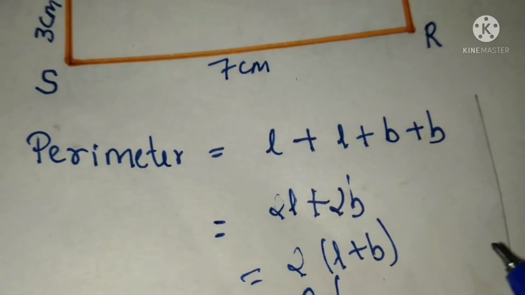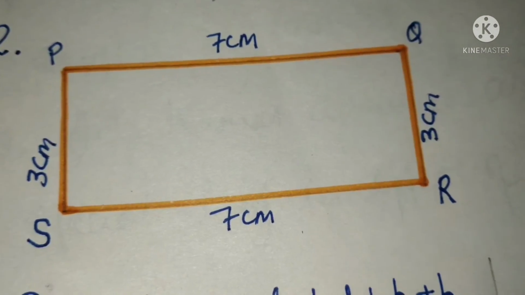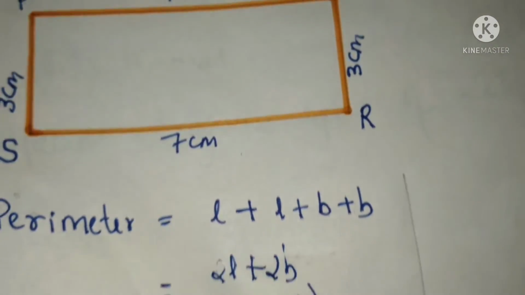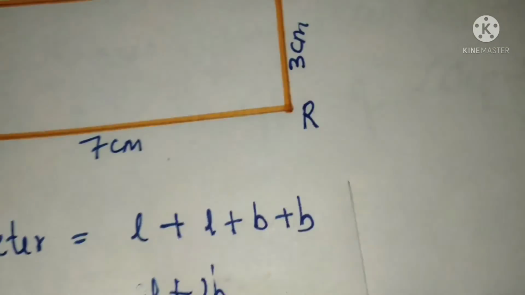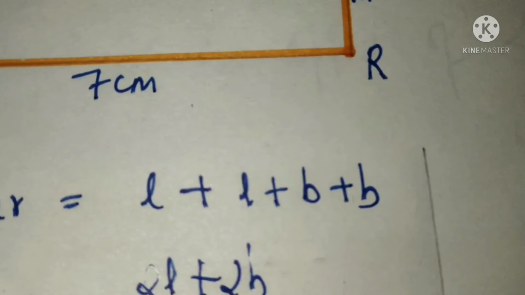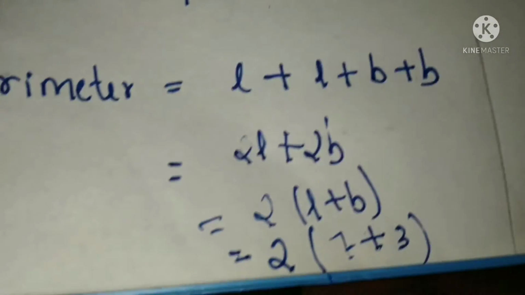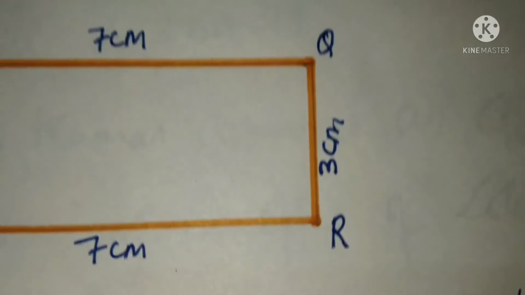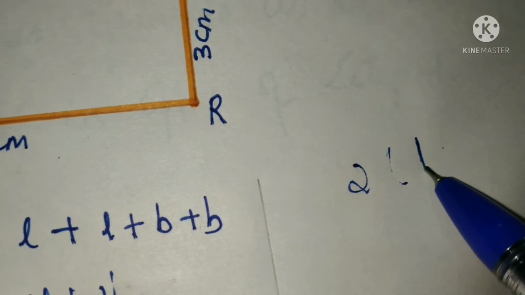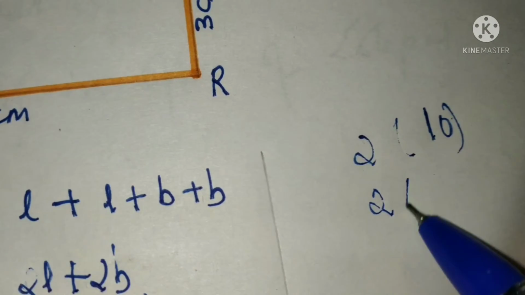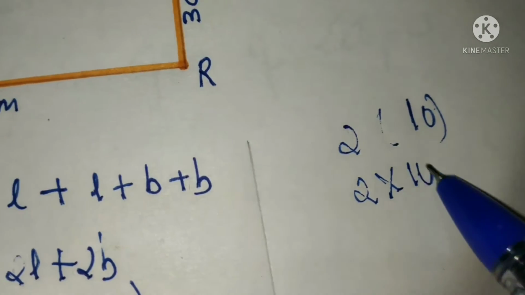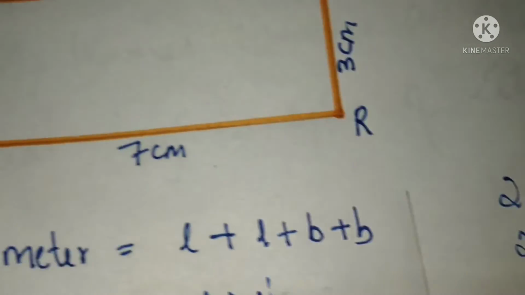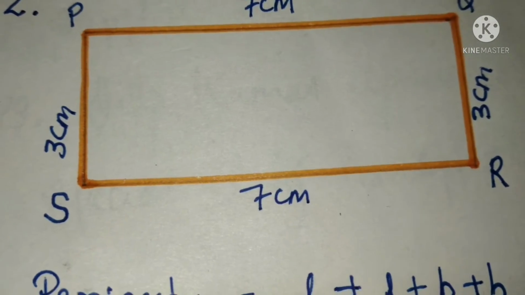Now open the bracket. Length is 7 cm plus breadth is 3 cm. So 2 open bracket and then 7 plus 3 is 10, right? 7 plus 3 is 10. So this will be 10. So now this is 2 multiplied with 10. So 2 tens are 20. So 20 centimeter is the perimeter of this rectangle.